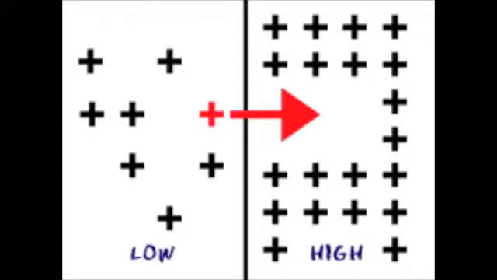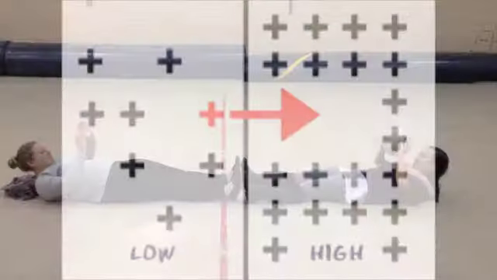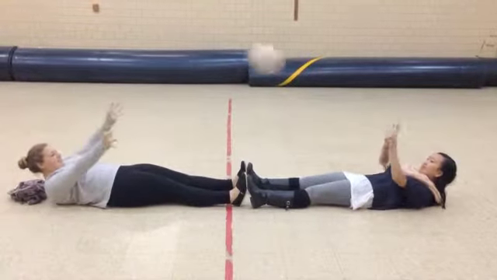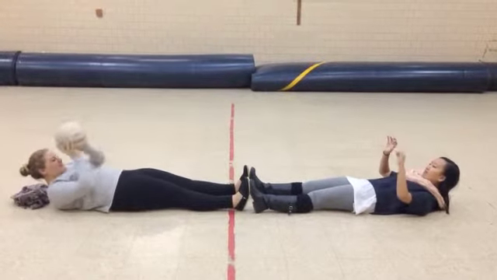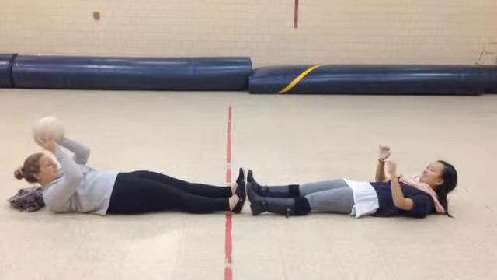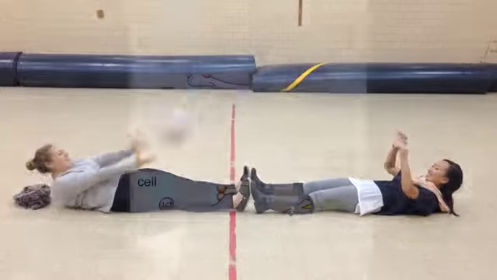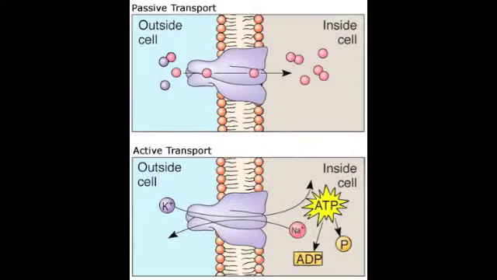When a cell has to use ATP to pump a solute across the membrane against its gradient, it is called active transport. This enables the cell to maintain internal concentrations that differ from concentrations in its environment. When the cell does not expend energy, it is called passive transport.